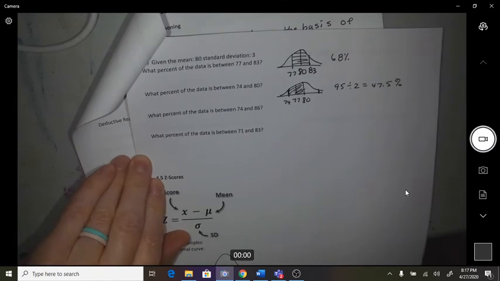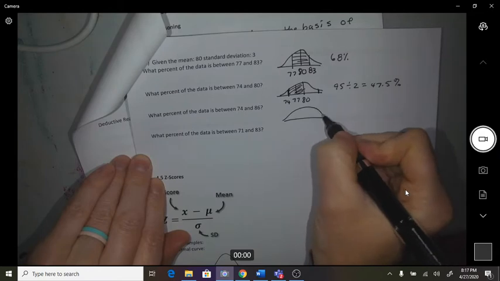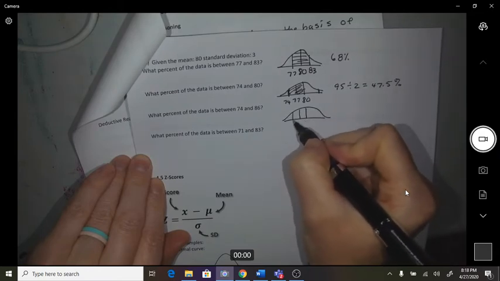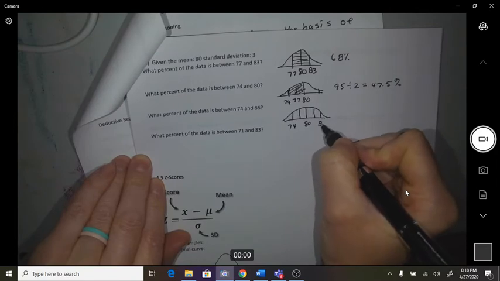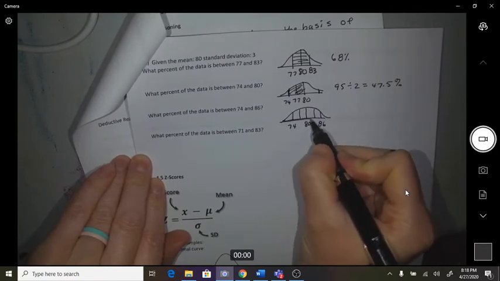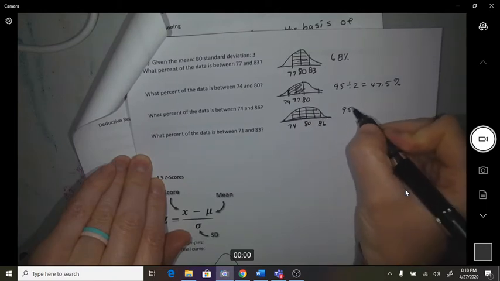What percent of the data is between 74 and 86? So 74 is 2 away, 86 is 2 above, so the amount of data between there is 95%.